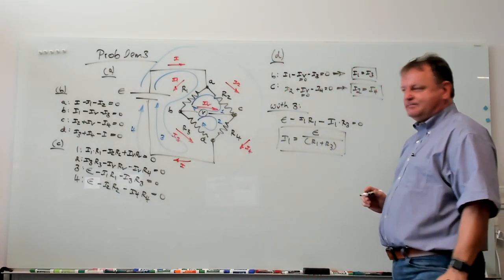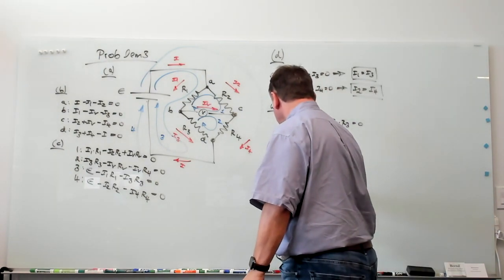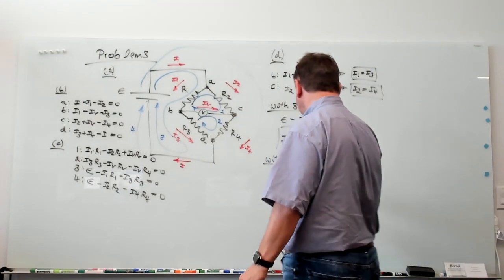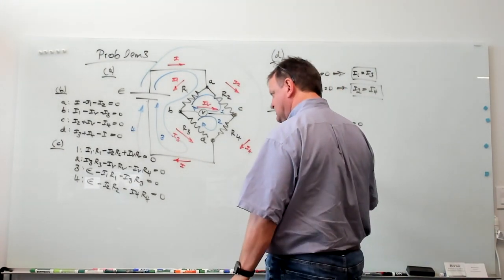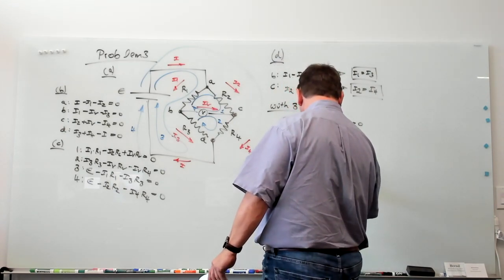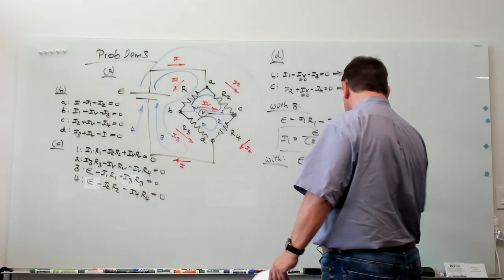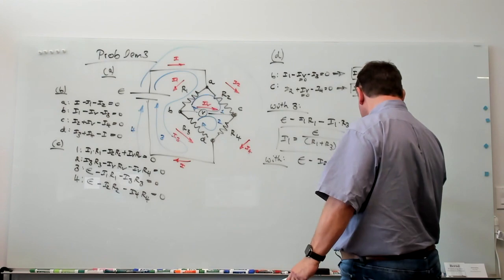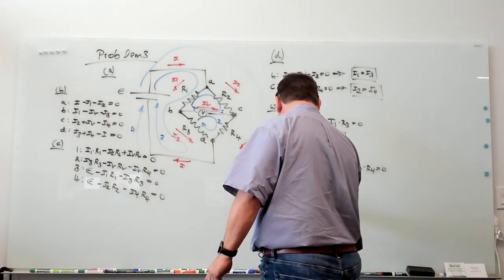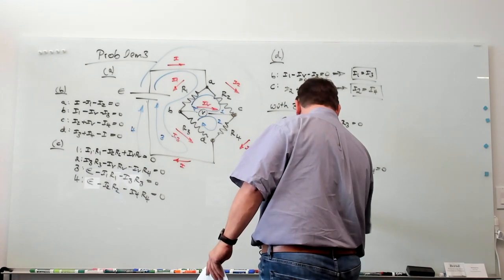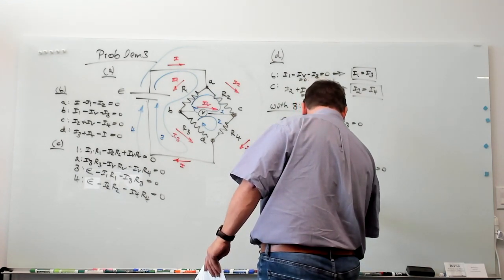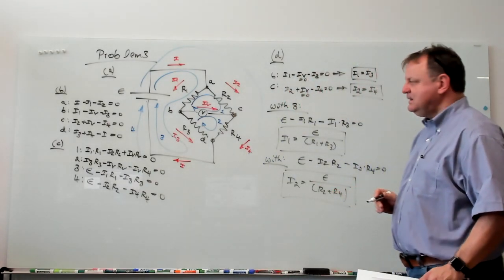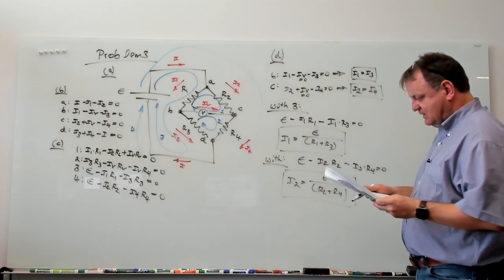And in a similar way, with the same argument for I2, you're using the outer loop, so then you have here epsilon minus I2 R2 minus, but now I4 equals I2, so I2 times R4 equals 0, and therefore I2 equals epsilon divided by the sum, so R2 plus R4. Okay, I hope this is clear.